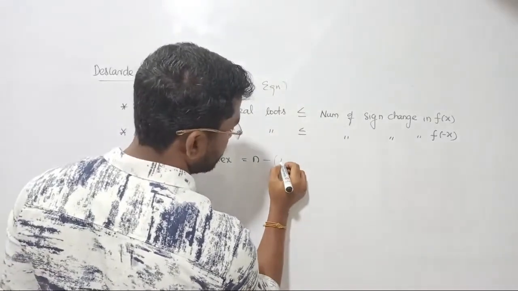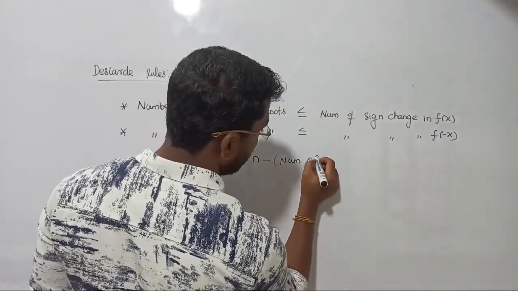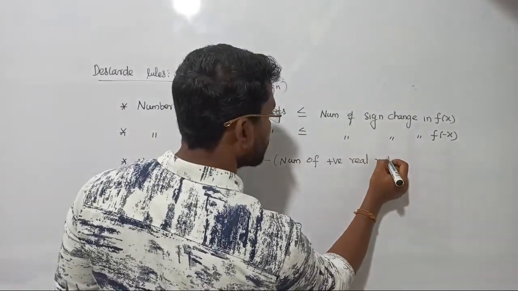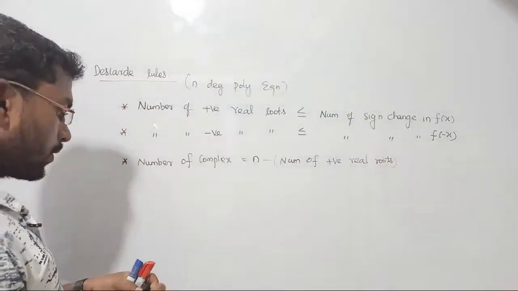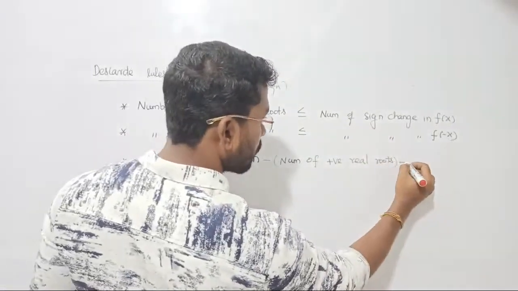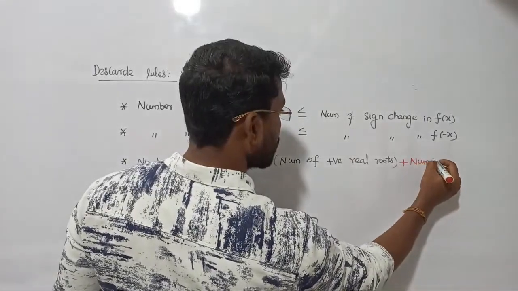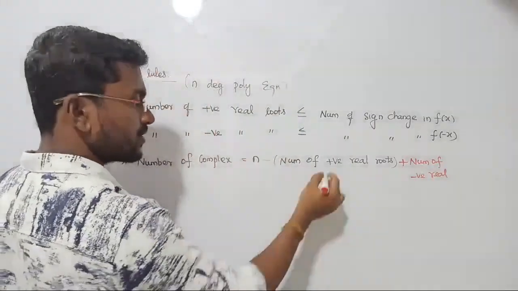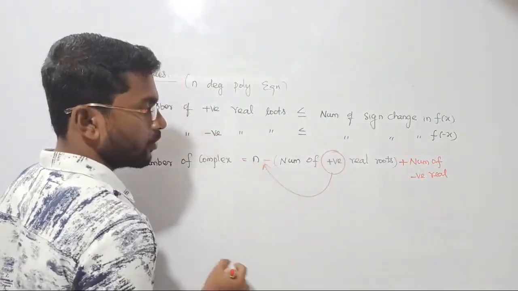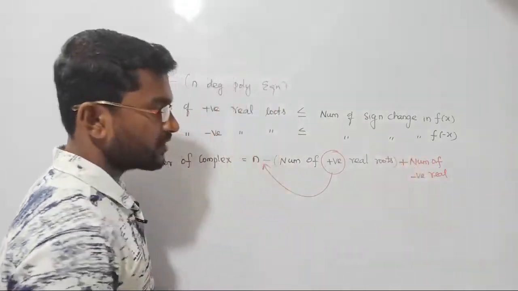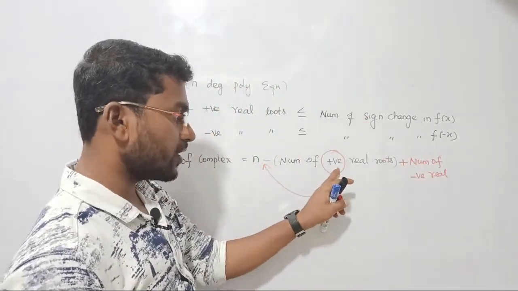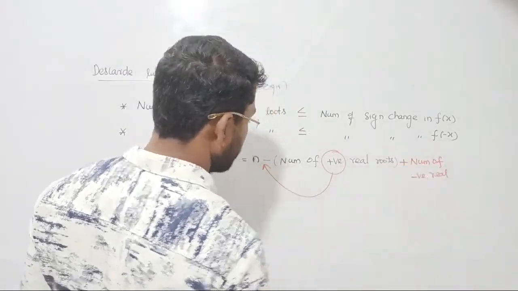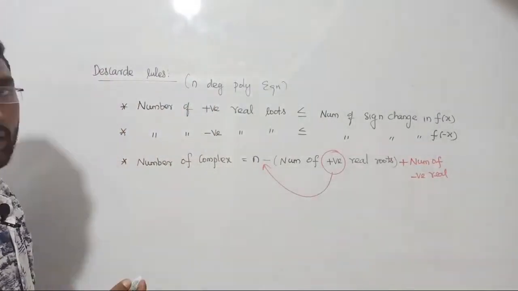Minus number of positive real roots, plus number of negative real roots. You can remember it like this. Here you will have positive for negative, negative will be there for positive. The sign is like this: when minus comes, you are considering positive real roots, and when negative comes, you are considering positive. The sign just comes opposite, that's all. Just to remember like this. Clear? This is how to find out the number of complex roots, right?